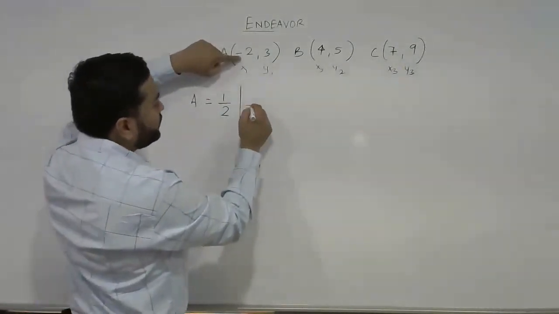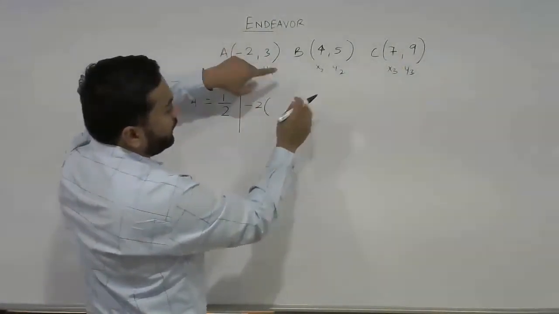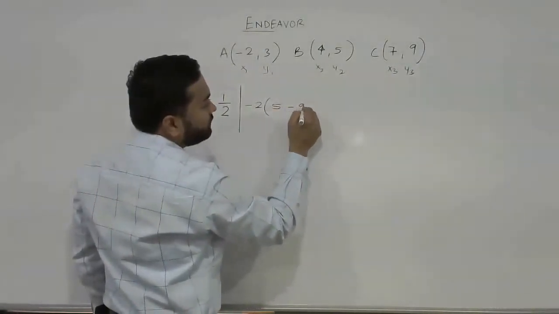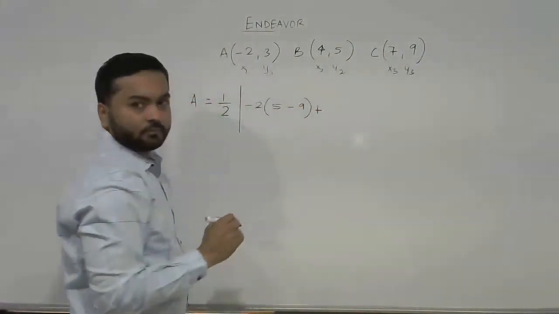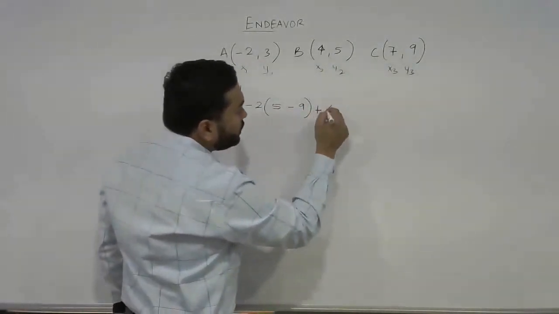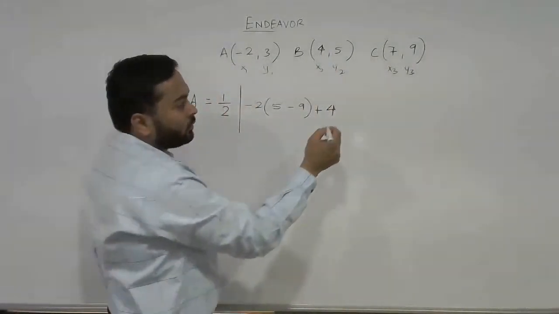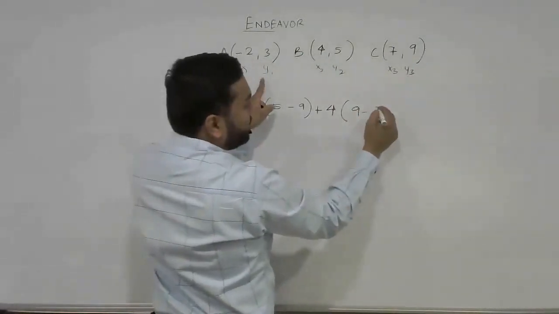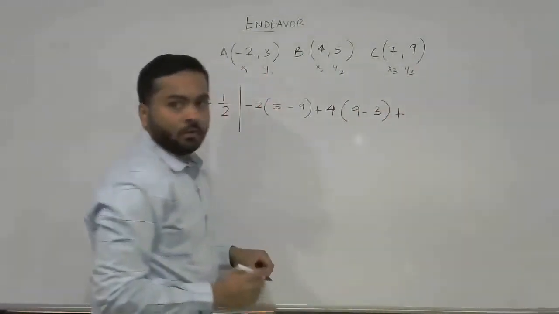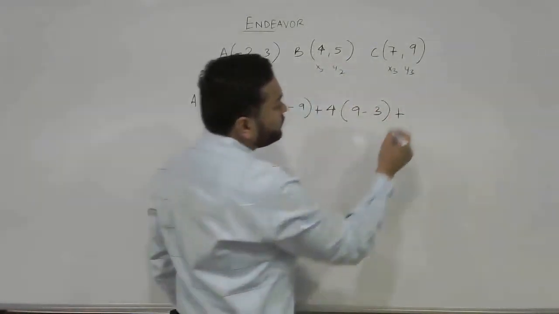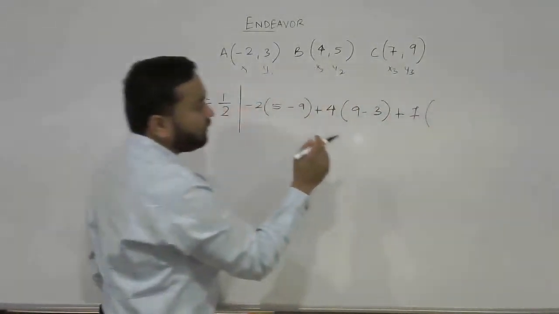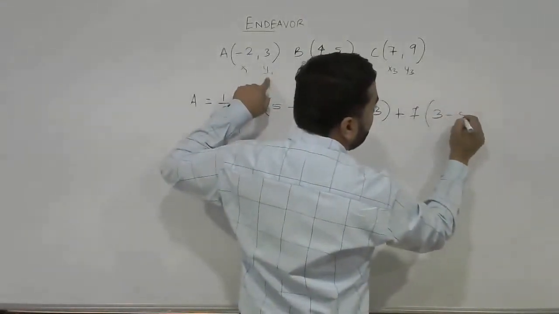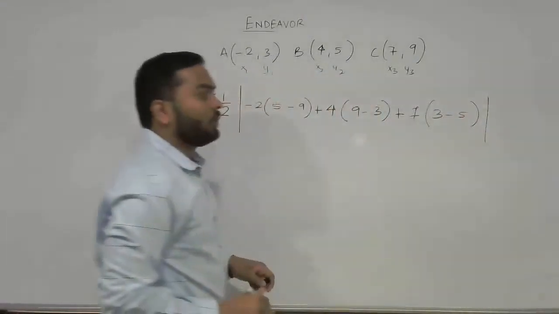So it is x1, that's minus 2, into y2 minus y3, so that's 5 minus 9, plus x2, that is 4, into y3 minus y1, so that is 9 minus 3, and then we have 7. So x3 is 7, and we have here y1 minus y2, so that is 3 minus 5.